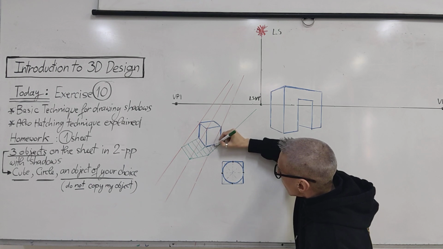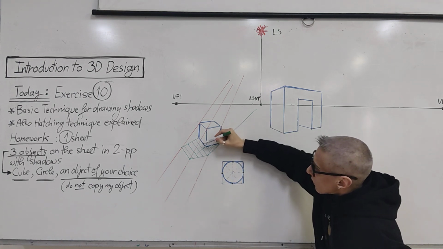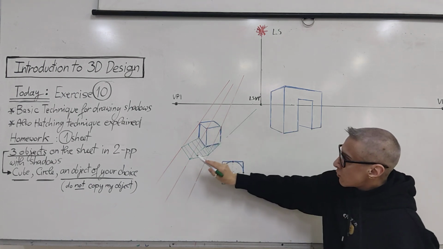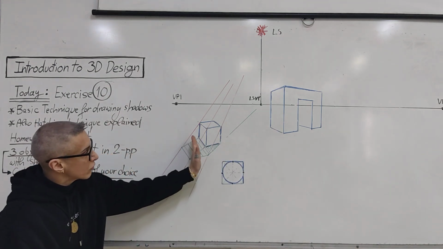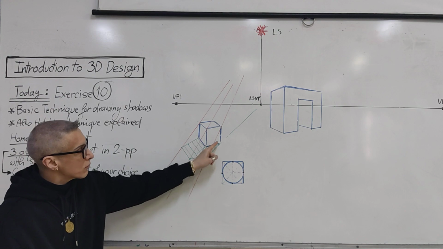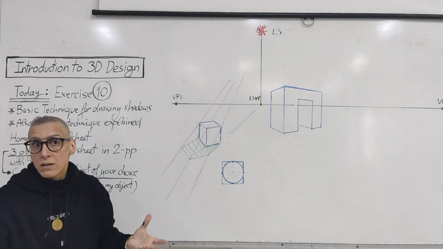Now, as we go towards the object, everybody knows that when you get closer to the object, the shadow becomes more dense, more dark.